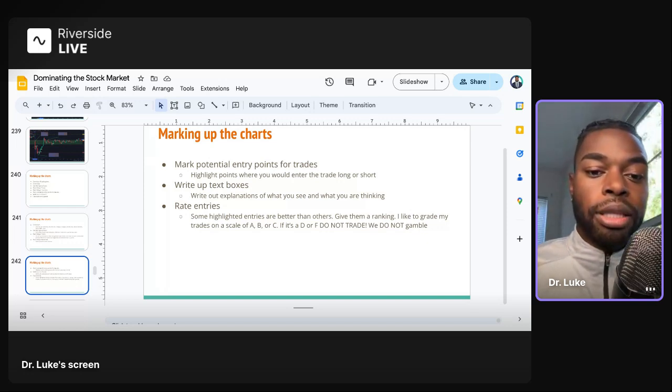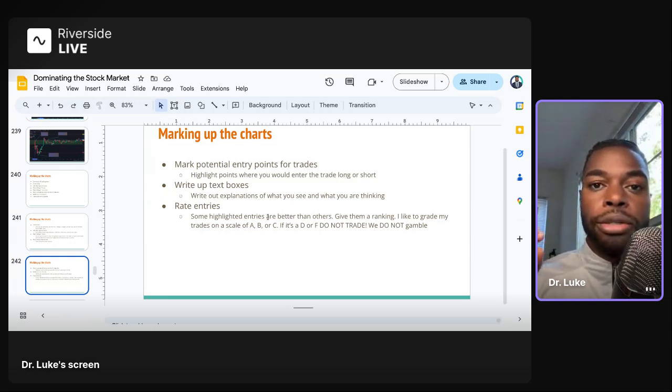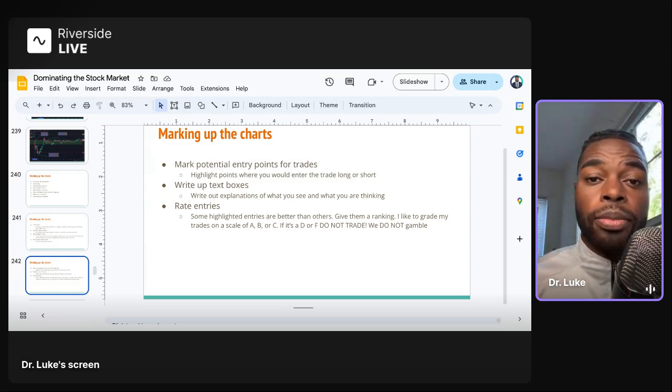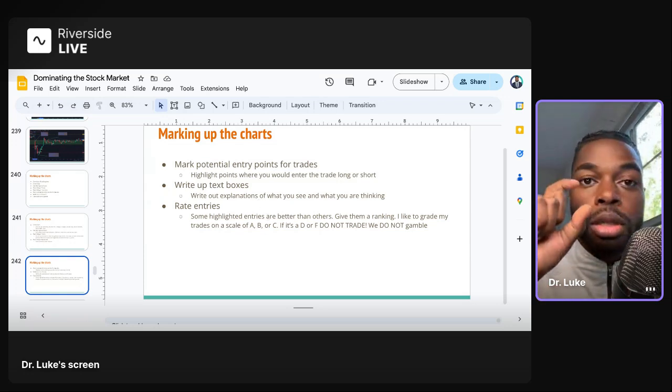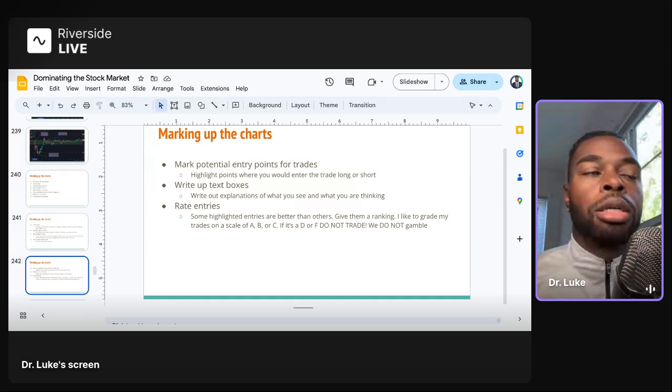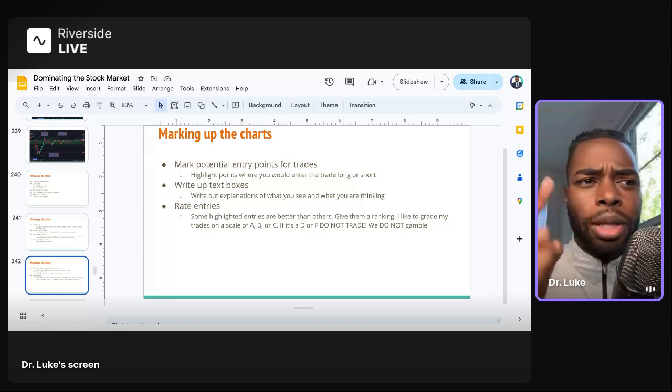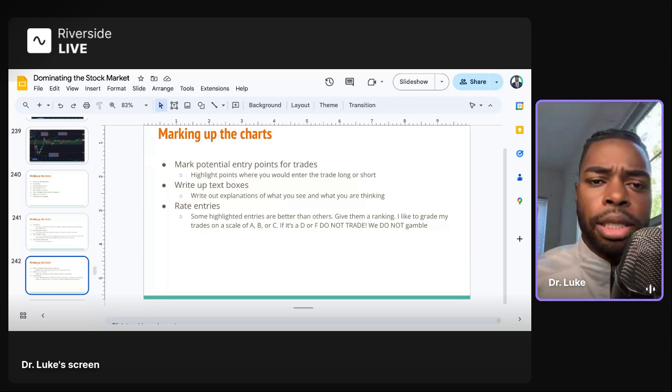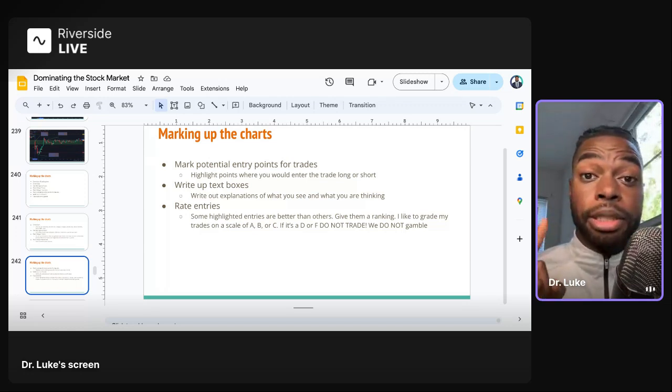Then you want to write up text boxes and write out explanations of what you're seeing and what you're thinking. And that helps you, because when the market's open and price is moving, everything's happening really quickly, and you'll be able to say, well, I've seen this before. This is doing this. I think this would be the perfect time to get in or to get out.